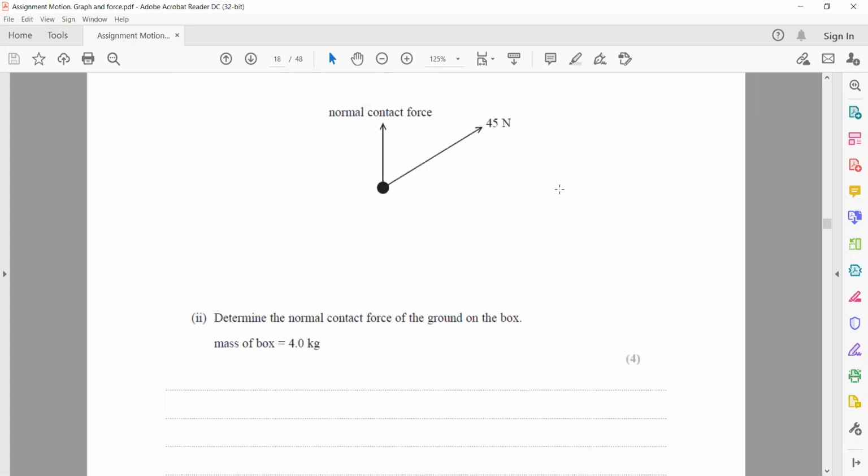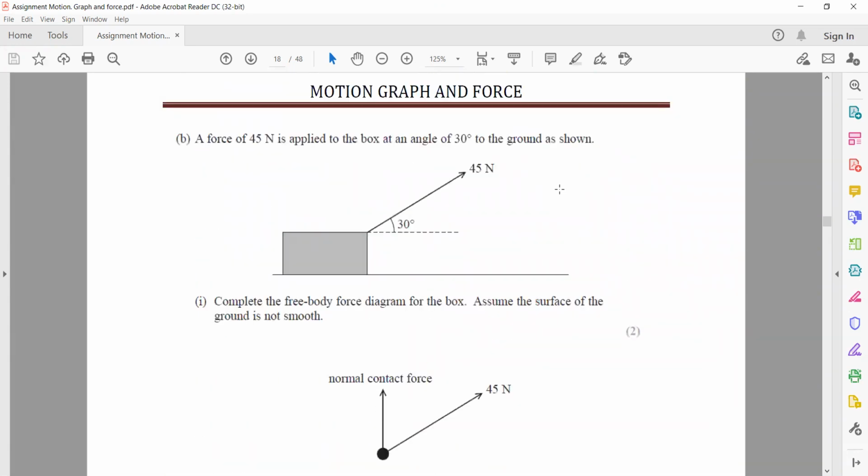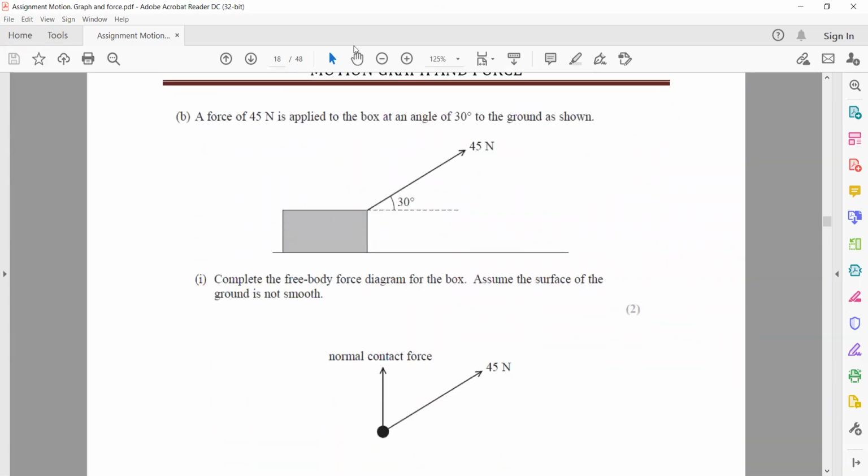Determine the normal contact force on the ground. On the box, the mass is 4 kilograms. So this one, mass is 4 kg.